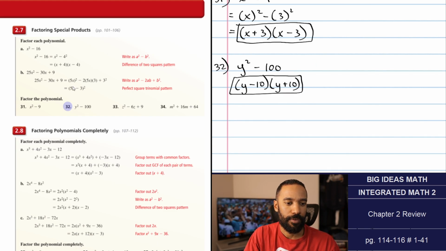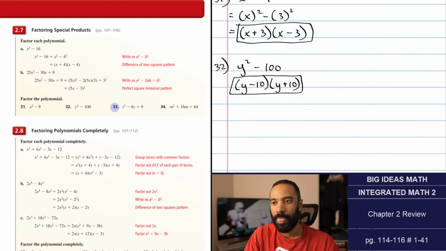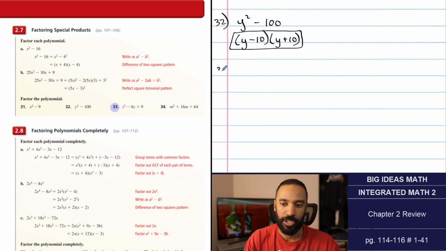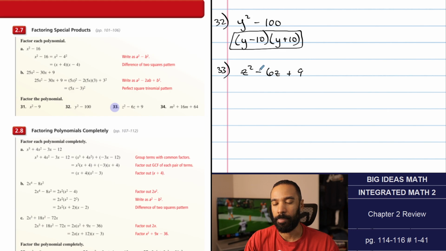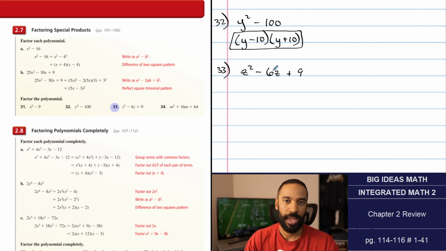Number 33, I do have three terms once again, and they're asking you to factor. It is not incorrect to factor by conventional means, meaning with a 1z squared, asking yourself what two numbers multiply to 9 and add to negative 6. But the fact of the matter is it'll be the same number twice. It'll be negative 3 and negative 3.